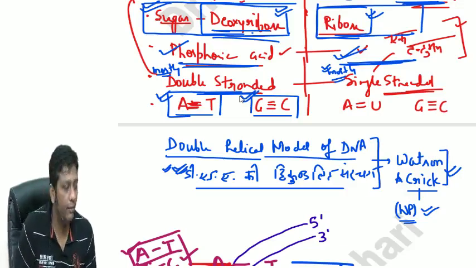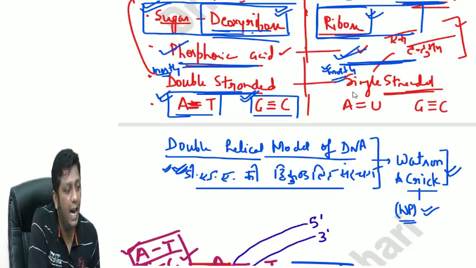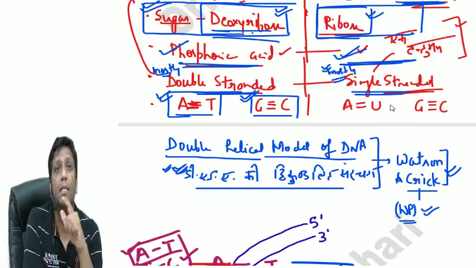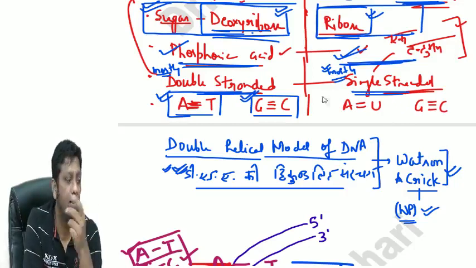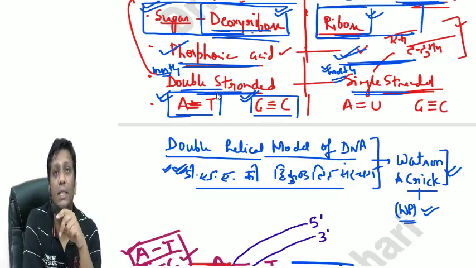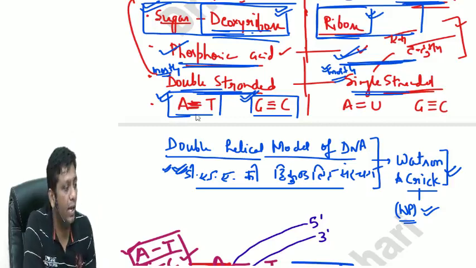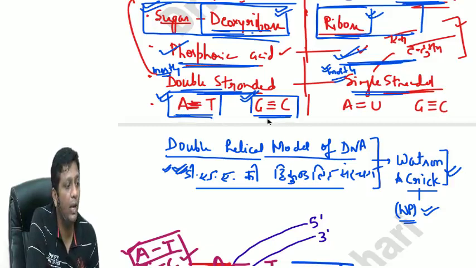Okay, everybody? Fine. What about in RNA? RNA is mostly single stranded, but there are exceptions. In rare cases, RNA can be double stranded in some organisms. Similarly, in most cases DNA is double stranded, but in exceptional cases, DNA can be single stranded in some organisms. So here, A and T, adenine and thymine, and guanine and cytosine.